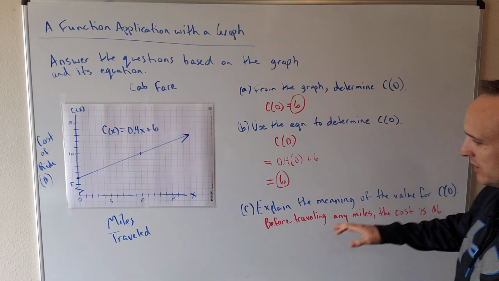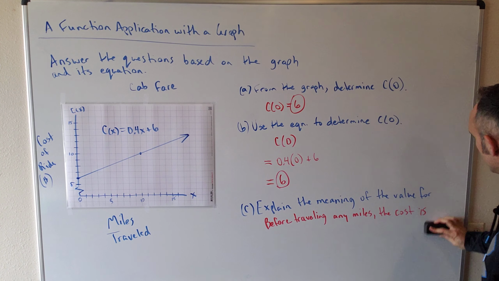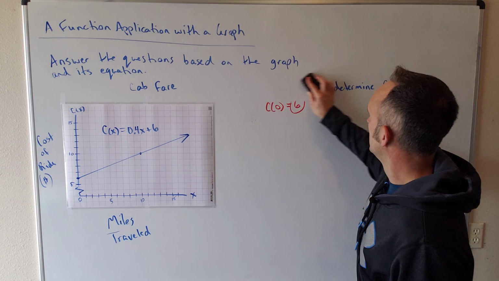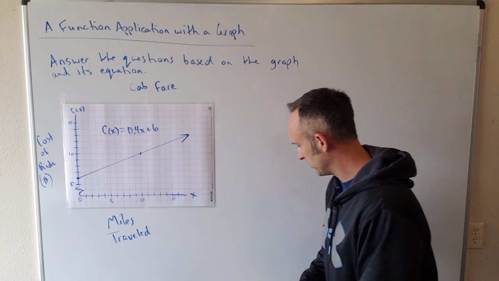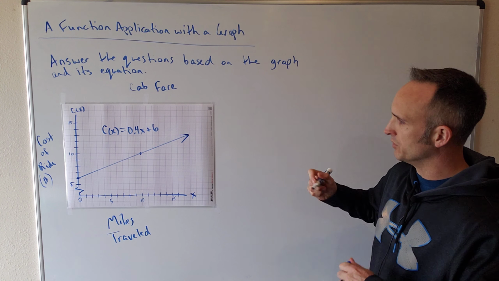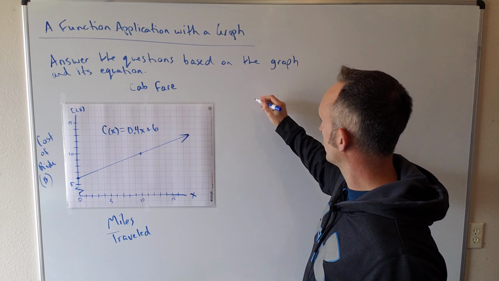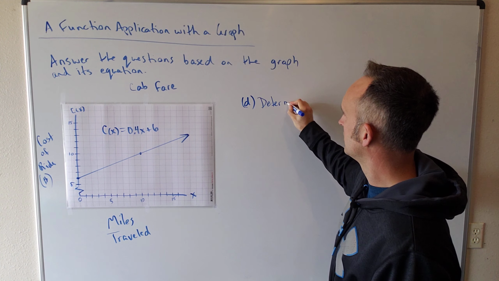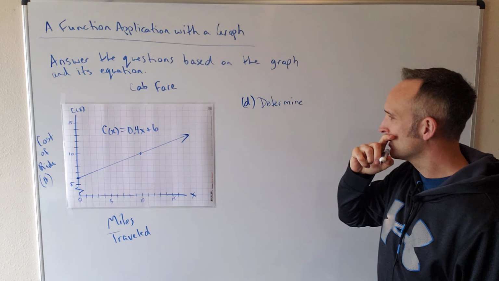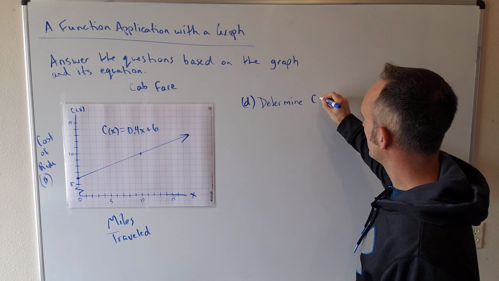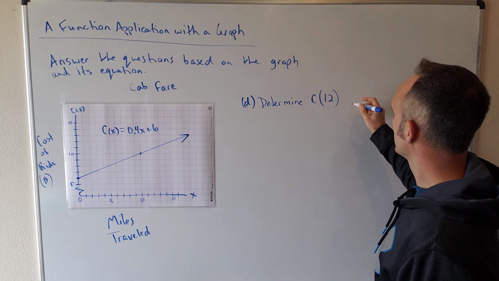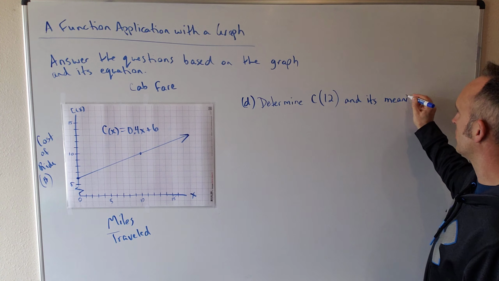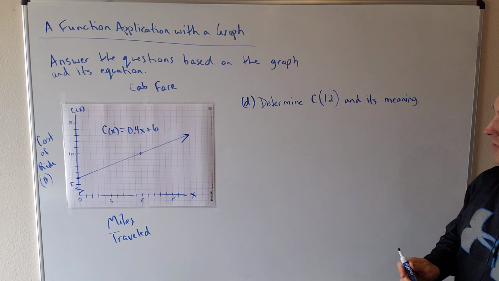All right, so here's a good introduction to the function and its graph. Let's ask one more question. How about that? We don't need to overdo it here. I think we'll get the point across. Part D says determine C of 12 and its meaning. So this is a two-part question. Determine C of 12 and its meaning.